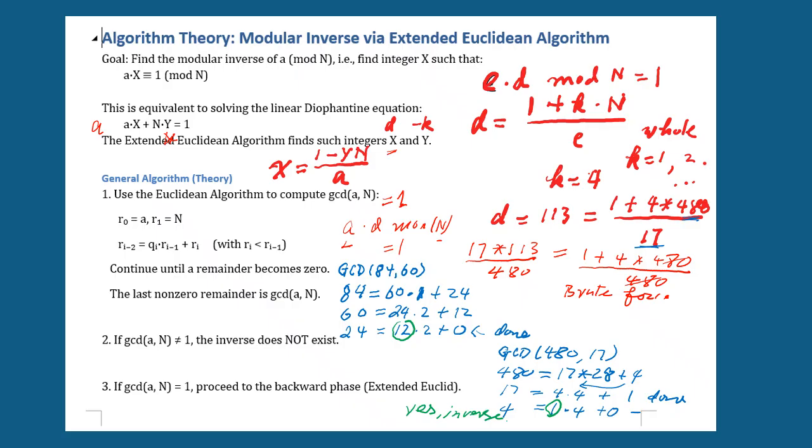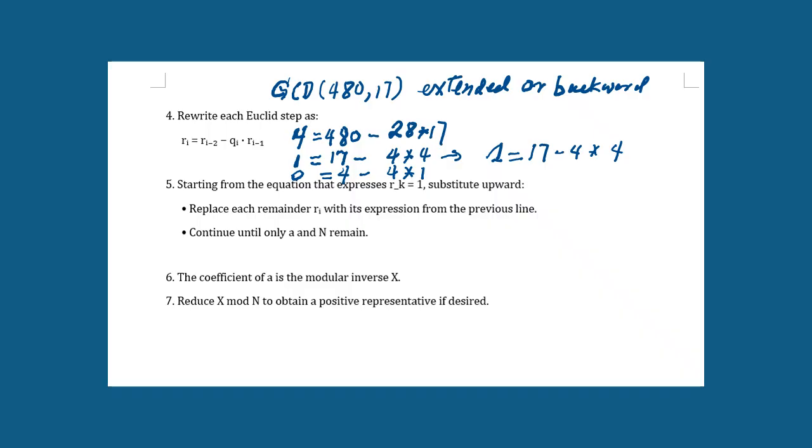Now we're going to work backwards. It's called the backwards or extended Euclidean algorithm to find out the inverse. So in this case, we find the inverse of 17 modulo 480. So we find 17 inverse mod, of course, usually written as mod 480. It's possible. Now let's work on this in another slide. Continue. And so the GCD is 1.